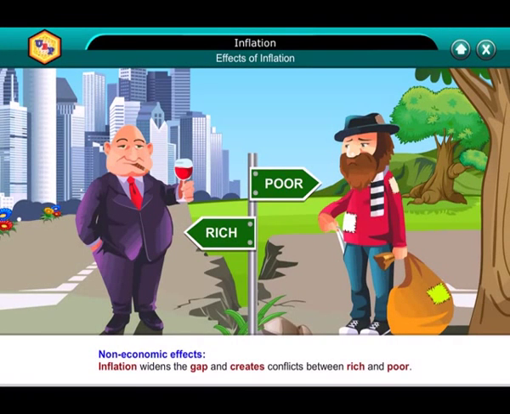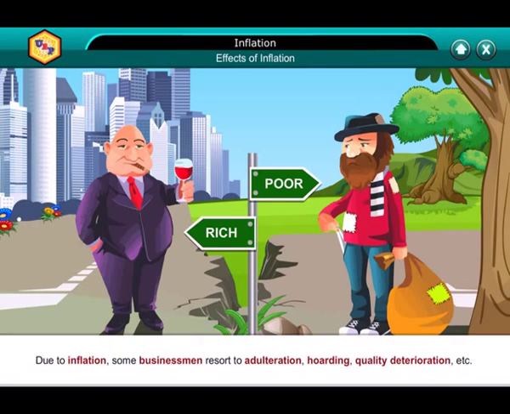Non-economic effects. Inflation widens the gap and creates conflicts between rich and poor. Due to inflation, some businessmen resort to adulteration, hoarding, quality deterioration, etc. Thus inflation affects moral values. It also leads to corruption, which reflects in political uncertainties.